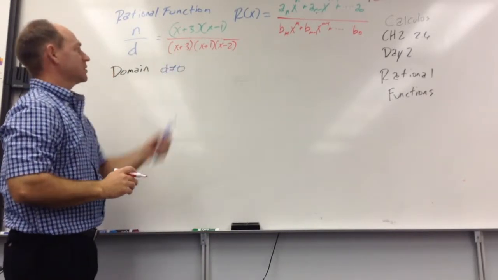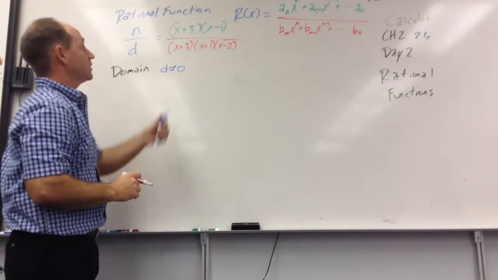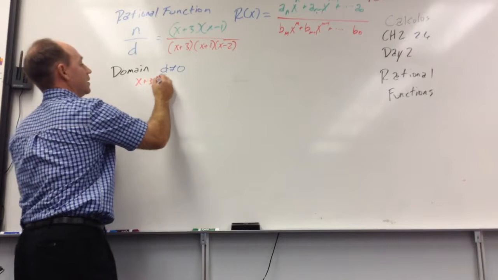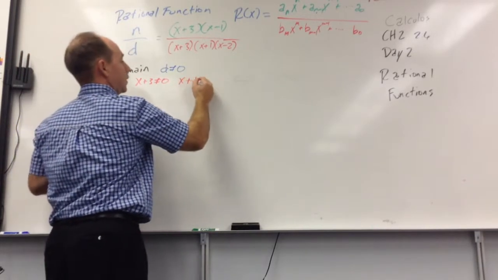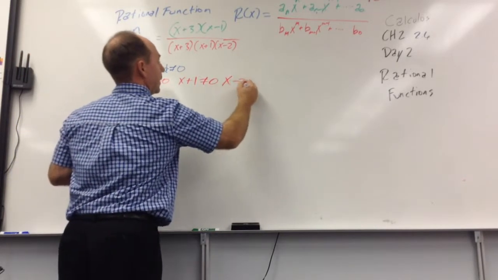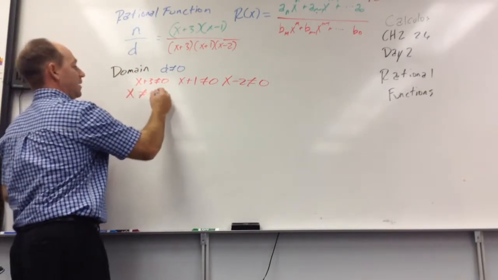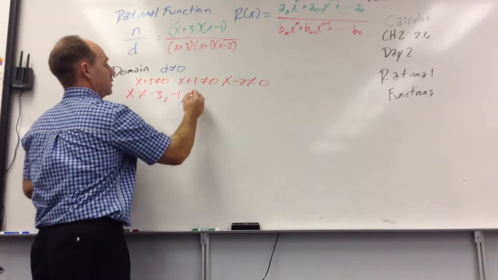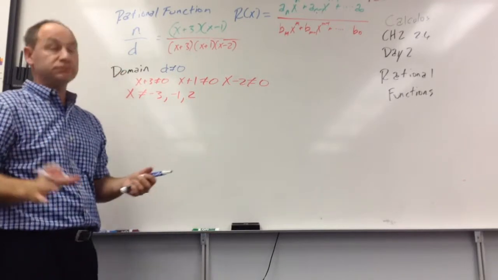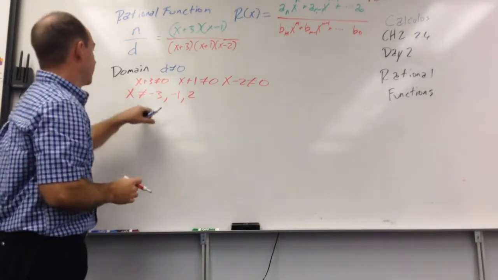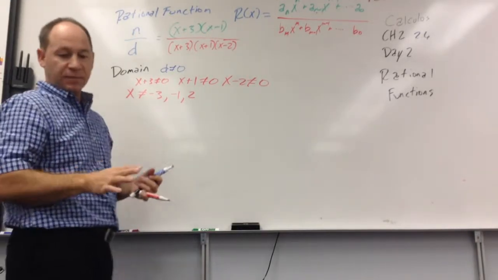So we take a look at this example function right here, and we say, okay, where's my domain? Well, x plus 3 cannot equal 0. x plus 1 cannot equal 0. x minus 2 cannot equal 0. So the domain cannot be -3, -1, or 2. It's as easy as that. Sorry about the glare. We needed some more sunlight in here for you, so hopefully we can read this. So there's my domain.